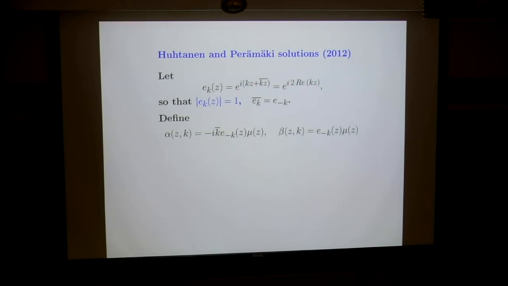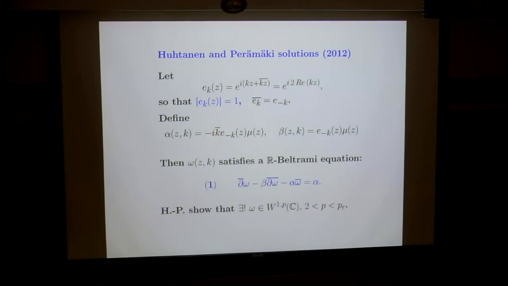Okay, now I'll go through this a little bit quickly, but using these functions e_k of z, you form this function beta, which is mu of z times e minus k, and alpha, which is the same thing, dressed up with a negative i k bar in front. And then it turns out that that function omega z k, which is obtainable from Dirichlet-Neumann data, satisfies what's called a real Beltrami equation, which is this. And using the work of Astala-Päivärinta, Huhtanen and Perämäki showed that there exists a unique omega belonging to the Sobolev space of functions with one derivative in L^p in the complex plane for some range of p.